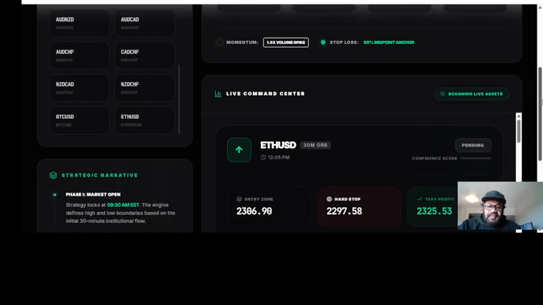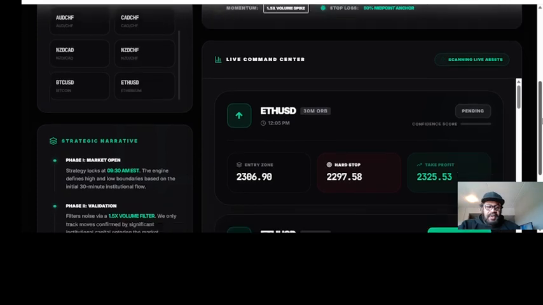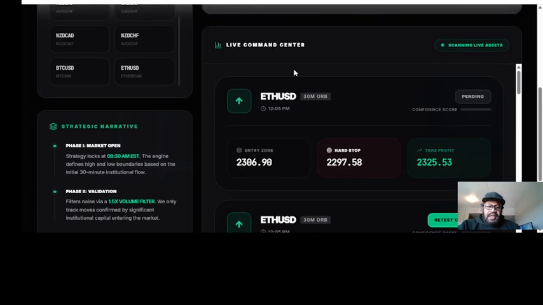And here I have a live command center. Currently, it gave us an Ethereum signal, which occurred at 12:05 p.m. It's about 12:06, but it's pending, meaning that it's waiting for a retest of the signal.